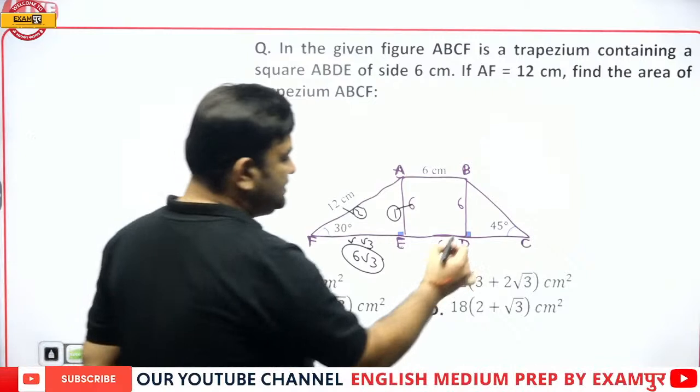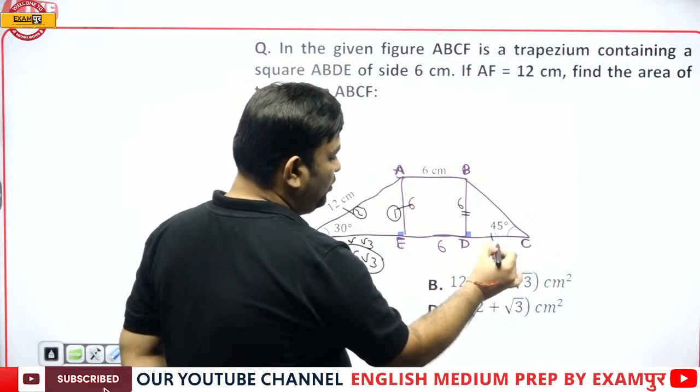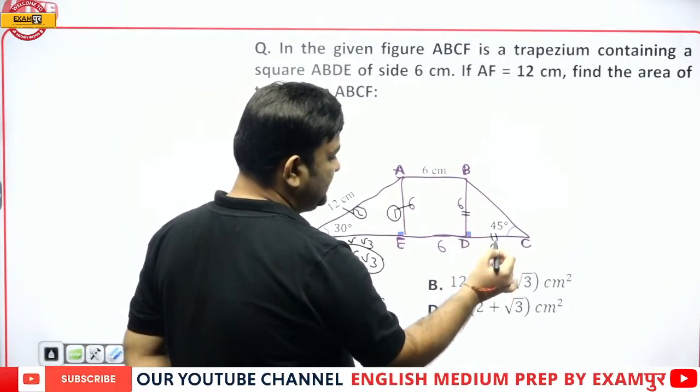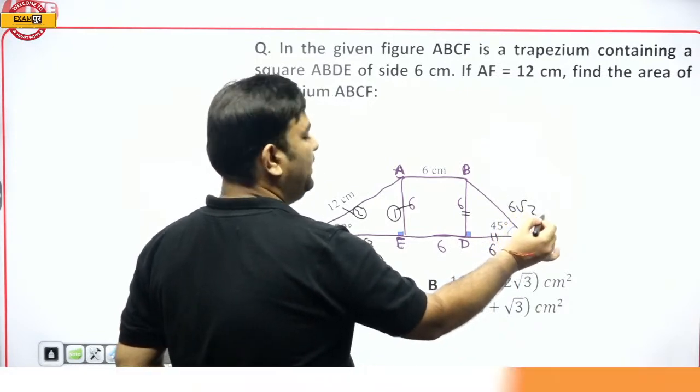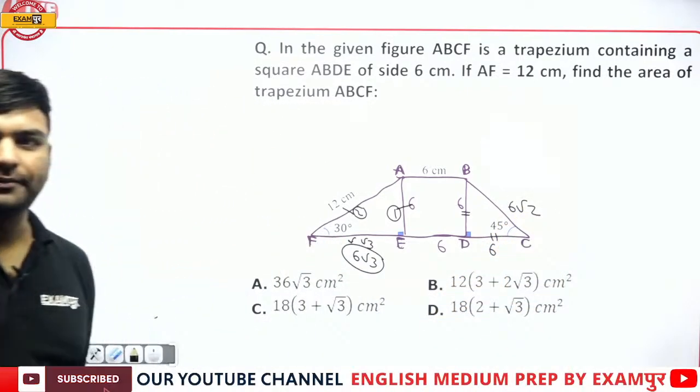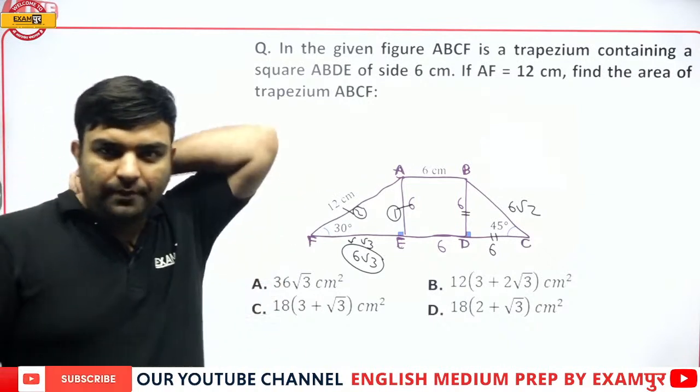For 45, we know that perpendicular and base are equal. If this is 6, this is also 6 and the hypotenuse is 6 root 2. I know it would not be required, but still.